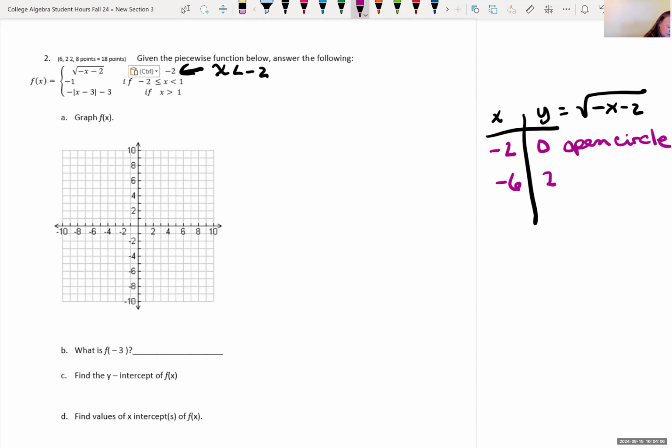So at negative 2, I have an open circle at 0. At negative 6, I have a positive value. Y is 2. And so my graph of that piece is going to look like this.